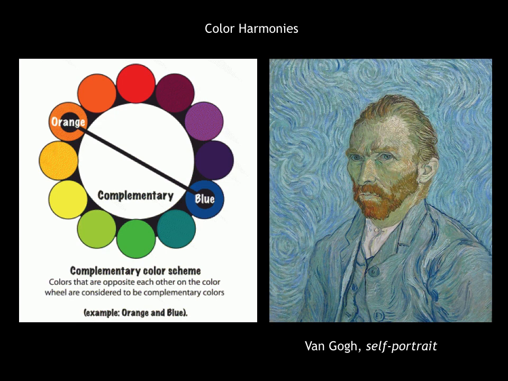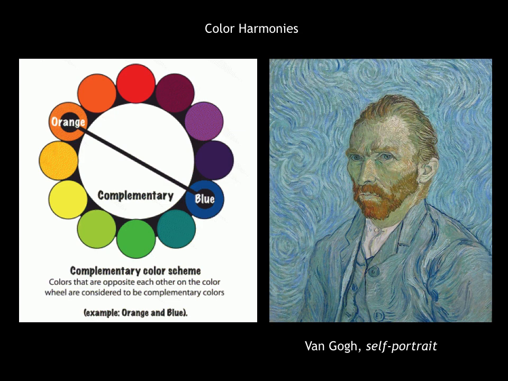So the first is our complementary, and again, this is simply when two colors are opposite each other on a color wheel. Now, oftentimes, the word complementary can be mistaken for, oh, these complement each other or these would go well. That's not necessarily the case. Complementary just means that they're opposites, right?